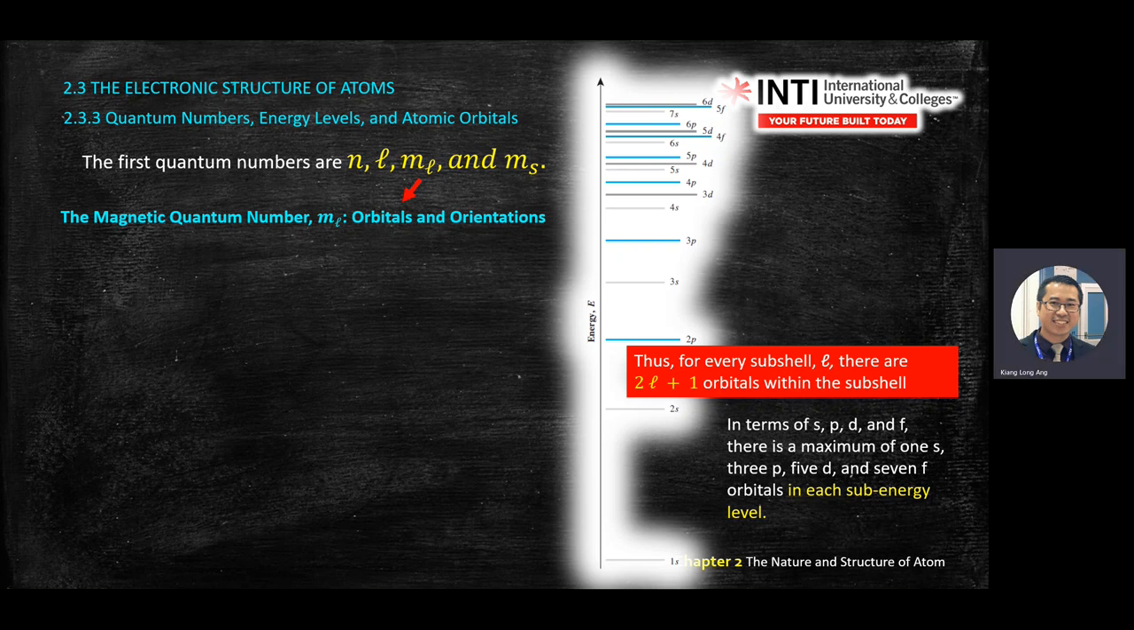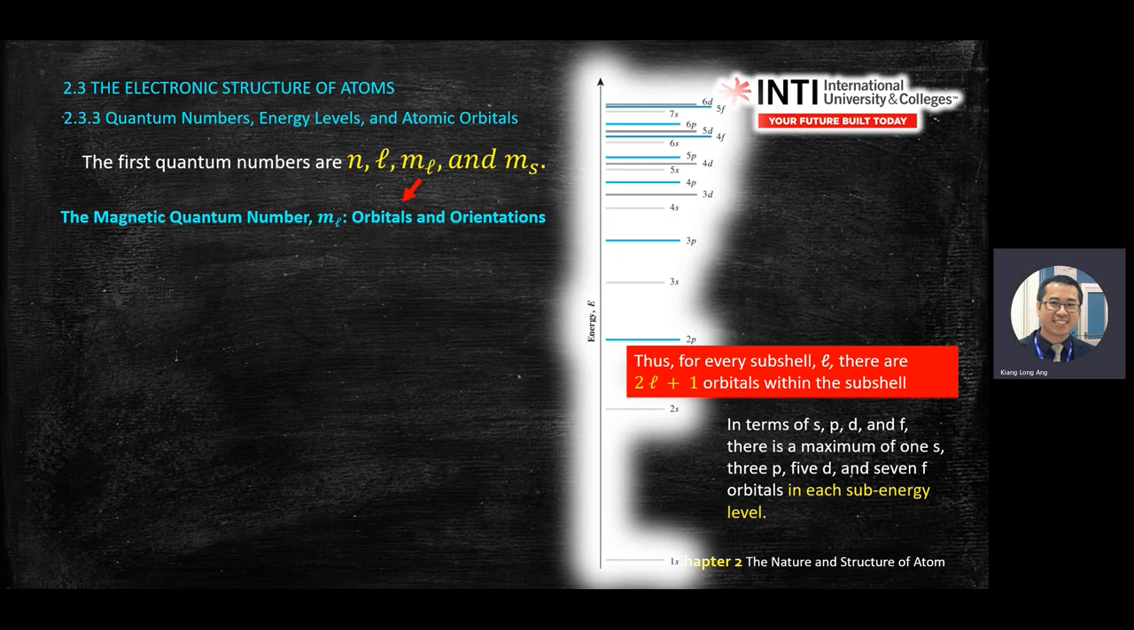So, what is the number of orbits in P? You know that P has L equal to 1. So number of orbits equals 2L plus 1, so you have 3. That's why you have 1, 2, 3.